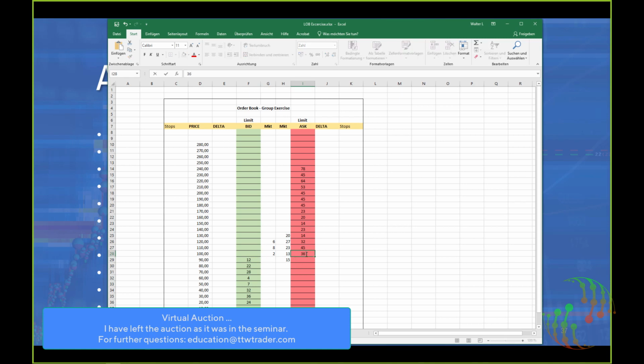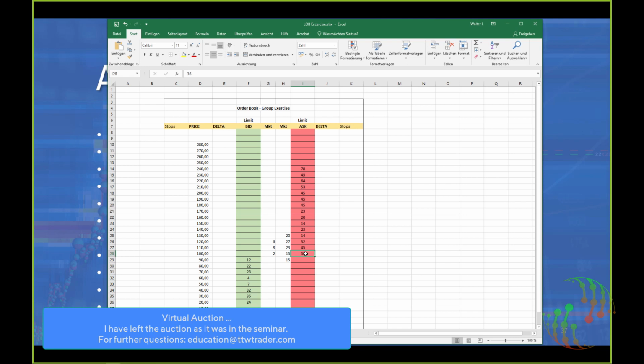Next level we are trading is 90, because there was no interest in trading this level. So we are trading 36 at 100 and we are trading 12 at 90. That means I'm offering 36 at 100. Is someone willing to buy 36 at 100? And I want to buy 12 contracts at 90. Is anyone ready to sell something to me? I'm buying. I'm sitting here on the 90. No one? Last call.